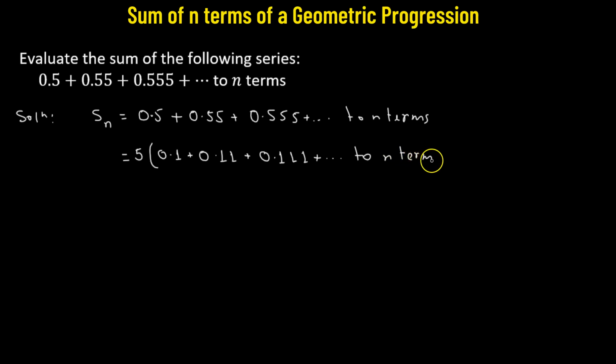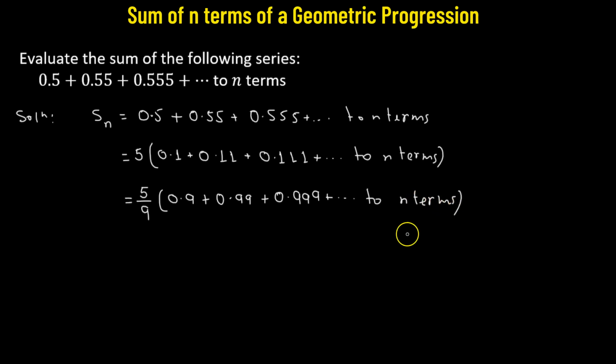Next step, what we'll do, we will multiply each of the terms by 9. But since we're multiplying each term by 9, we'll have to divide the entire series by 9. So we have 5 divided by 9, multiplied to 9 times 0.1, which will be 0.9, plus 9 multiplied to 0.11, that will be 0.99, plus 0.111 multiplied to 9, that's 0.999, plus all the way up to n terms.